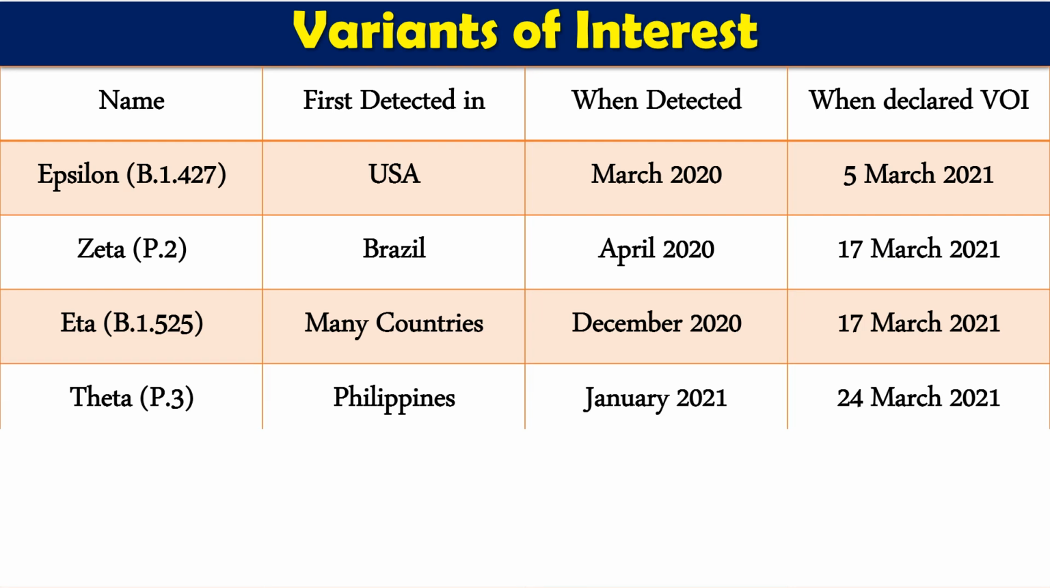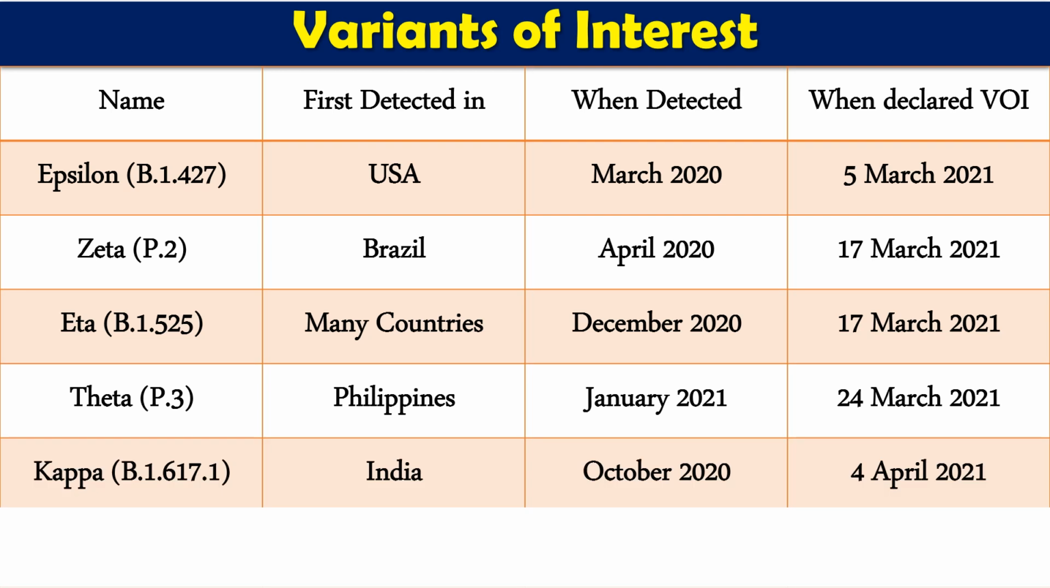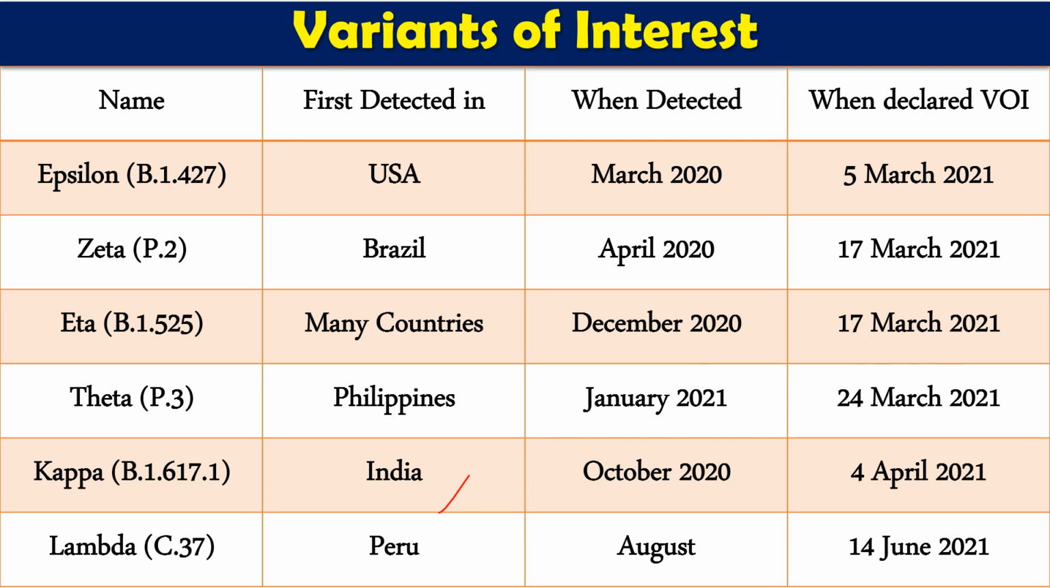Then theta, that is P.3, first detected in the Philippines in January 2021 and declared as VOI on 24th March 2021. Then kappa, that is B.1.617.1. This is the Indian variant only. It was first detected in India in October 2020 and declared as VOI on 4th April. And the last one is lambda, that is C.37. It was first detected in Peru in August 2020 and declared as VOI on 14th June 2021.